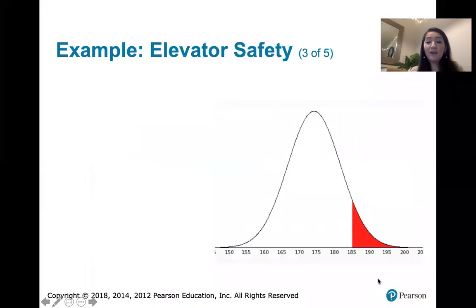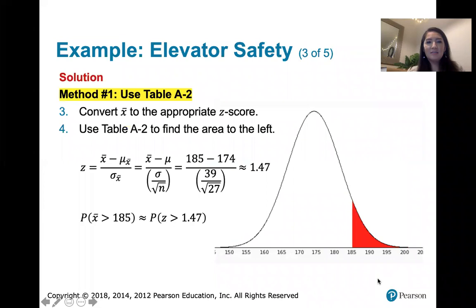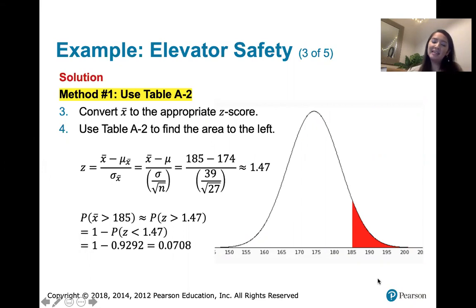Okay, so then we want the area to the right. And that is approximately 0.0708. So there's approximately a 7% chance that the elevator would be overloaded when we have 27 men that enter that elevator. Now that's using table A2, and that's based on an approximation of this z-score.